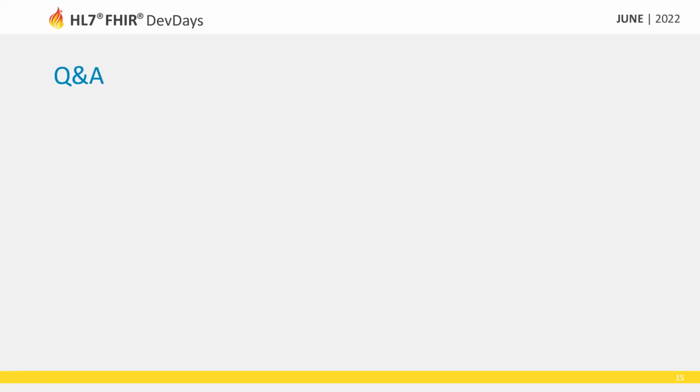OMOP to FHIR transform. Is there any particular IG being used here, such as US Core?